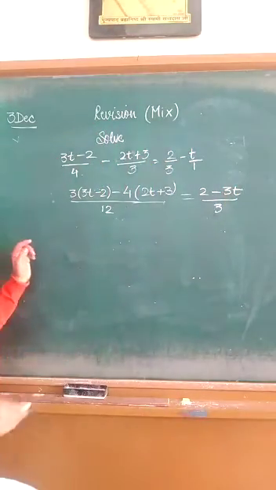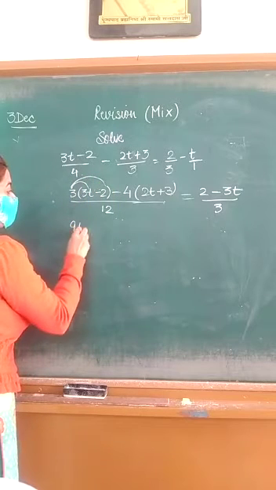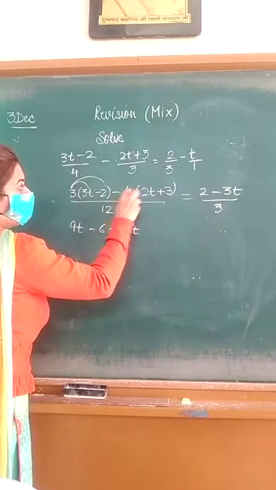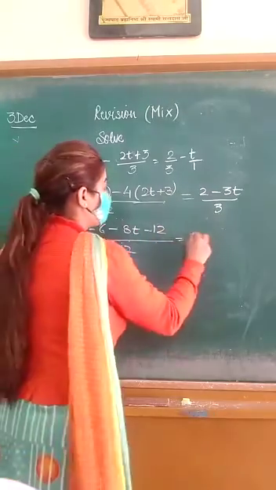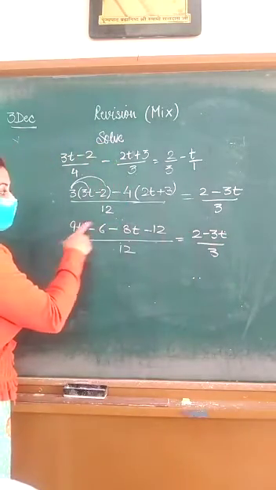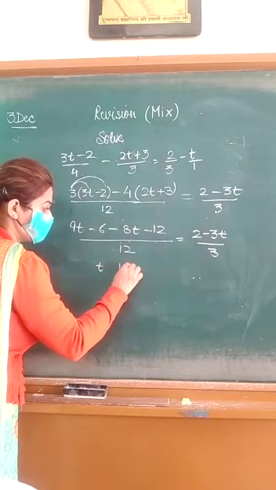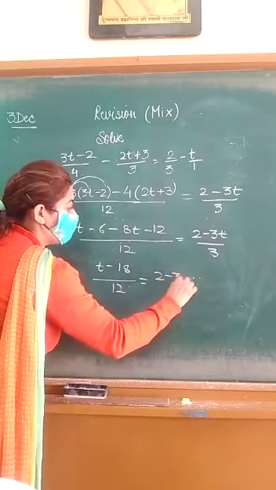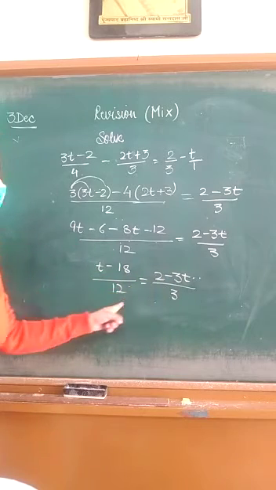Now open the bracket by using the distributive property. Multiply 3 with the first term, then with the second term. That will give you 9t minus 6. 4 2s are 8t, plus minus minus 4 3s are 12, upon 12. This right hand side will be the same. Now solve the like terms. 9t minus 8t will give you t. Minus minus is plus, and the sign will be of the greater, that is minus. Upon 12 is equal to 2 minus 3t upon 3. Now cross multiply this.